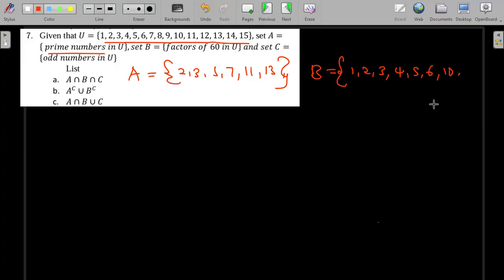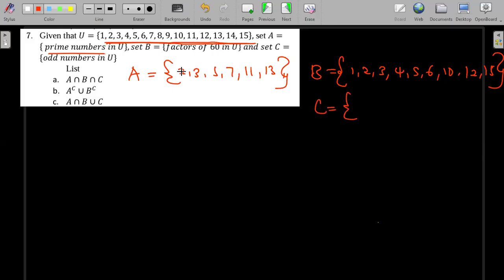11, I doubt it, it doesn't. Okay, 12, it does, so I'll write it in this set. And then what about 13? Does not. 14 does not. 15, it does. So these ones here are the set of factors of scarcity that are in this universal set.